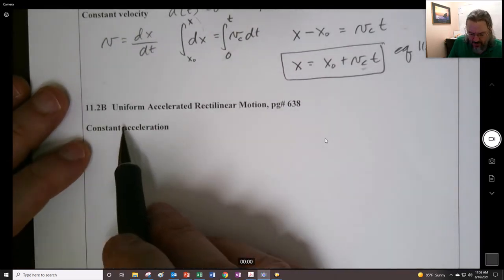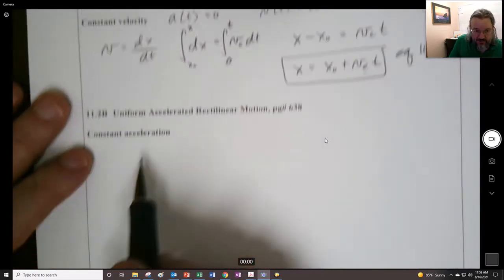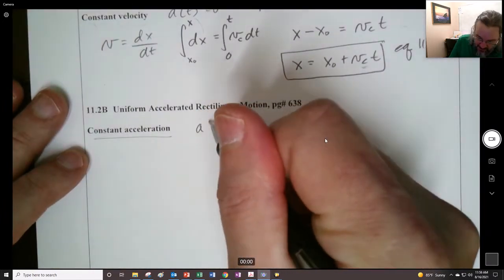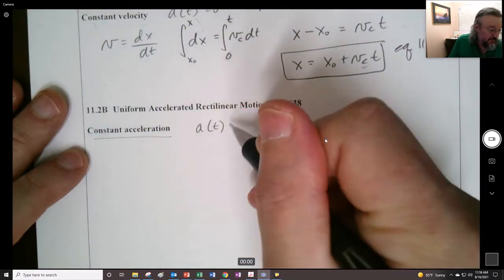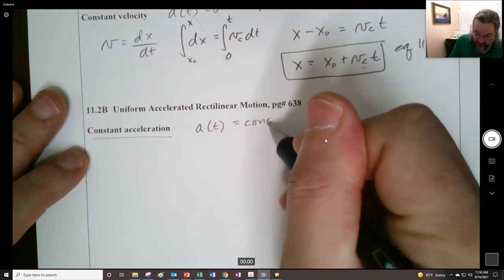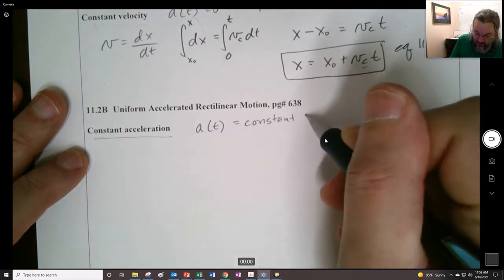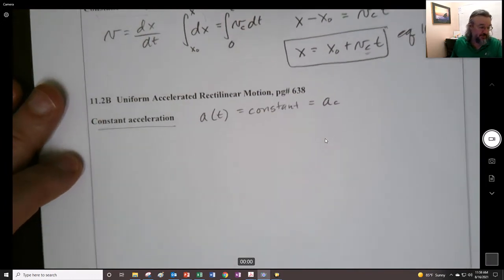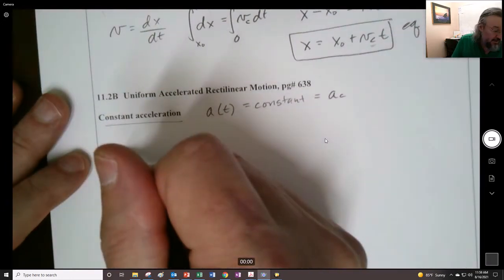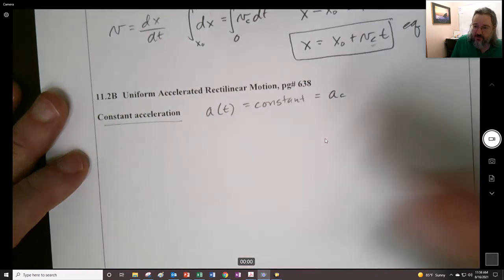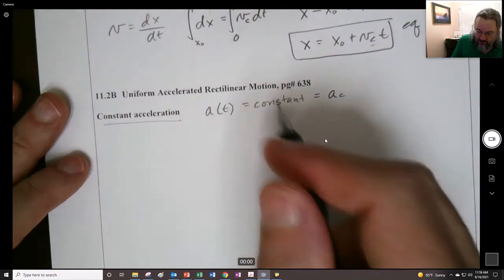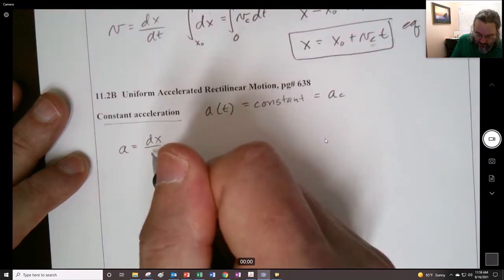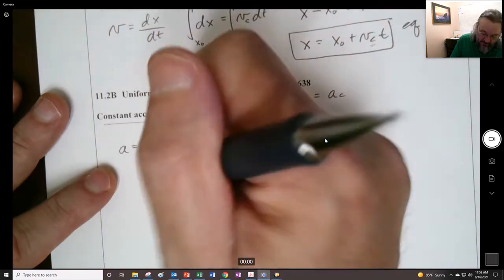Now this is for the special case of constant velocity. Now we have the special case of constant acceleration. That means that acceleration as a function of time is constant, and if we remember to, we could put a subscript c on it, just to say that it's constant. So we could have several different equations that are going to fall out of looking at this. If we say the acceleration is, let me go with dv dt first.